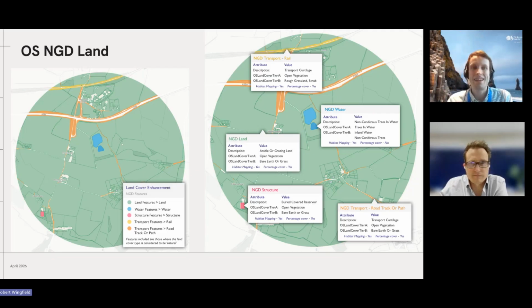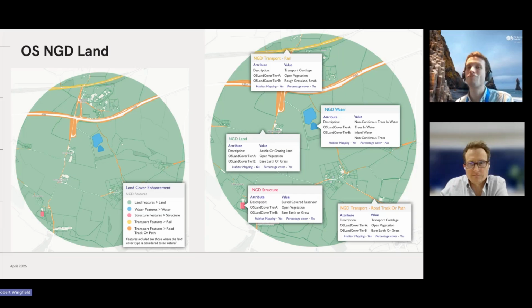Also, you can take that again, as I say, a step further by making use of the NGD land data. So this is very much the biological surface of the land, and understanding that both in terms of arable land like fields, but also against things like road verges, or what we call transport curtilage, as well as on top of things like structures and alongside the water. We've also got habitat mapping against this, and percentage coverage of habitat mapping against particular areas of land. I will go into this in a bit more detail in a future webinar, so if you've got any questions, then I look forward to hearing those in future.